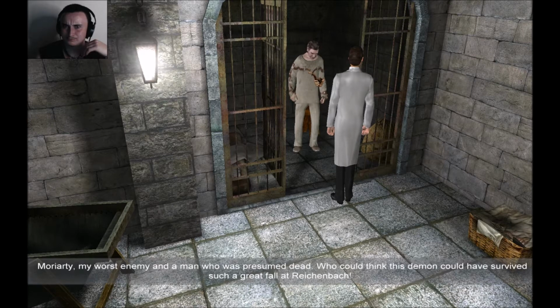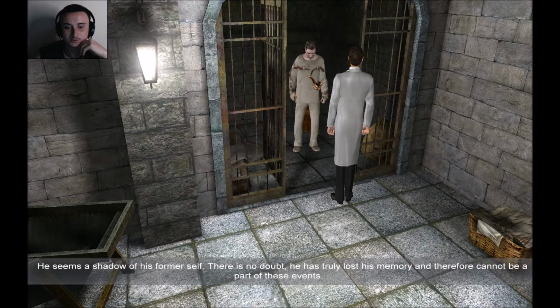Moriarty! Moriarty, my worst enemy and a man who was presumed dead. Who could think this demon could have survived such a great fall at Reichenbach? He seems a shadow of his former self. There is no doubt he has truly lost his memory and therefore cannot be a part of these events.